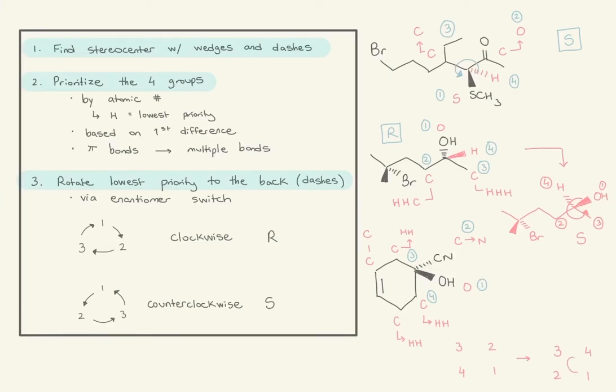So we'll draw our arrow. And this is rotating clockwise, so we'll give it an R stereochem. Thus, in our original compound, it is going to be an S stereochem. It is the opposite.